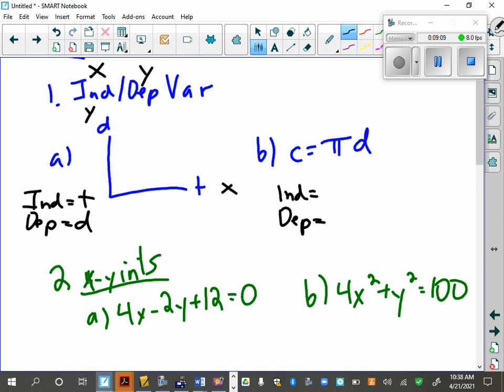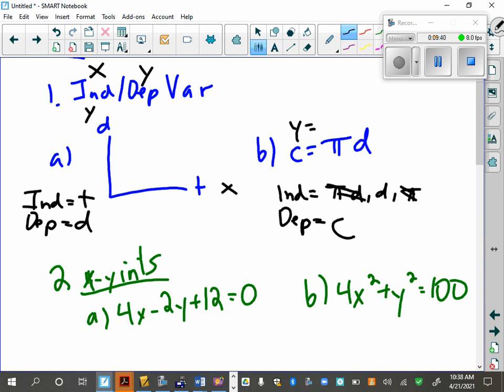Okay, independent. So this is where if you see C equals or D equals or R equals, you think Y equals. Just like your top left calculator button. So C is the Y. And what's your independent one? Is it pi D? Is it D or is it pi? It's a variable, it's a letter, pi is a number, 3.14. Independent variable is D. So there.